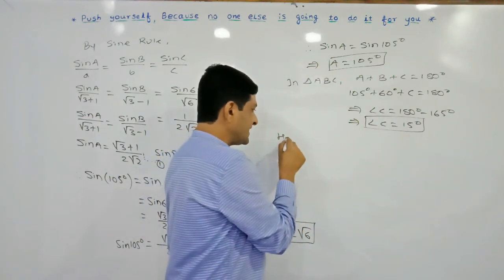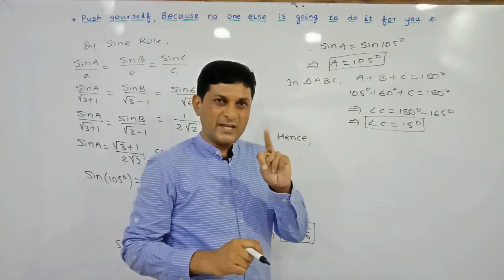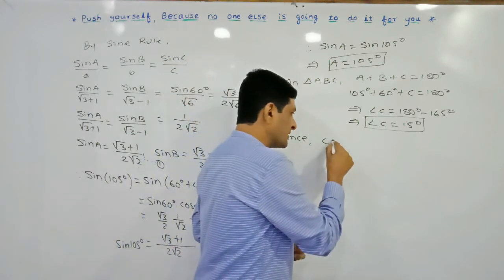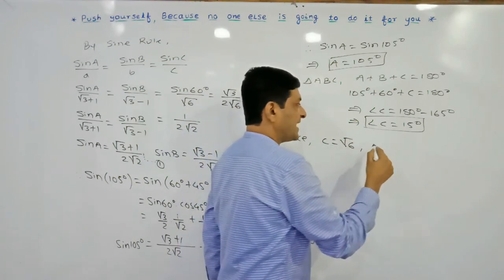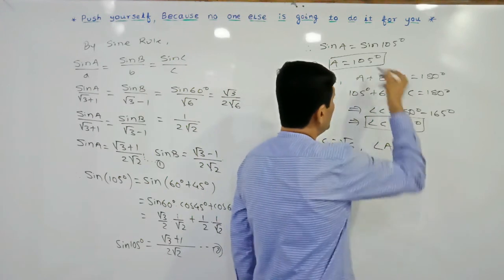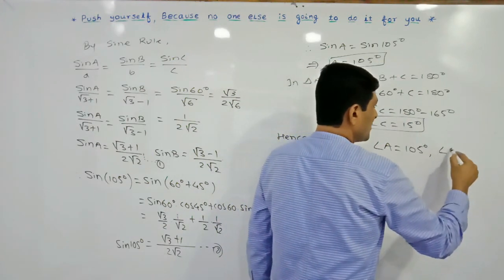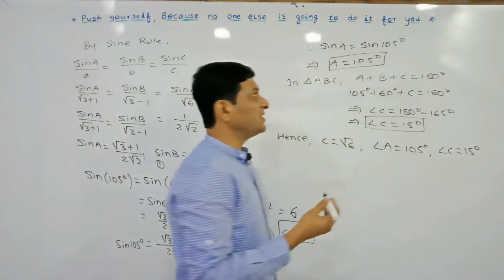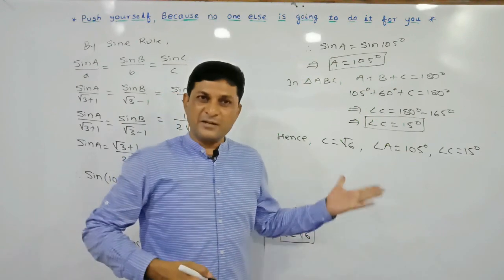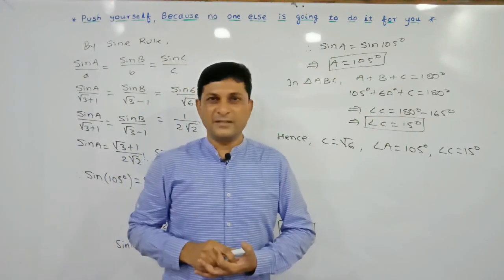Hence we can say, what is the given condition? Two sides are given to us, small a, small b. What is the value of small c? Small c is equal to root 6. What is the value of angle A? Just now we have got the value of angle A is equal to 105 and the value of angle C is equal to 15 degrees. So in this way we have got the remaining three parts. The remaining example we will discuss in the next video.